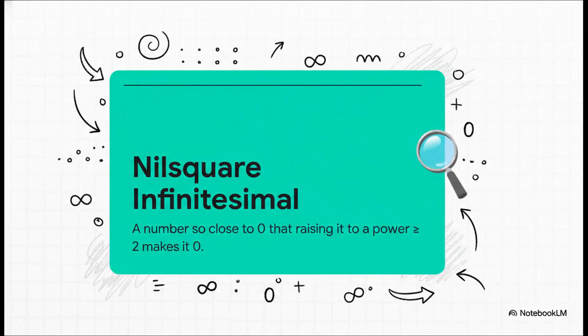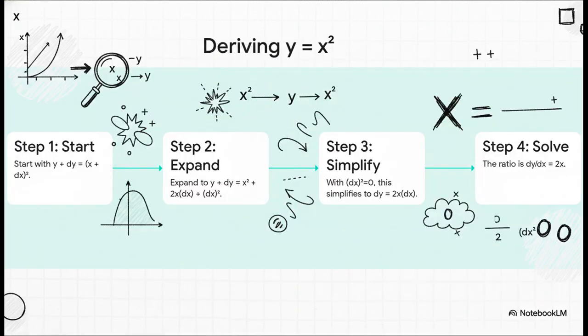And this is where it gets even weirder, but in the best way possible. These infinitesimals have this one amazing, almost magical property. They are so unbelievably close to 0 that if you square one of them, the answer isn't almost 0, it is exactly 0. That's not an approximation, that's a hard rule in their world. We call it a nil-square infinitesimal. So let's see this in action. It's going to feel like a magic trick.